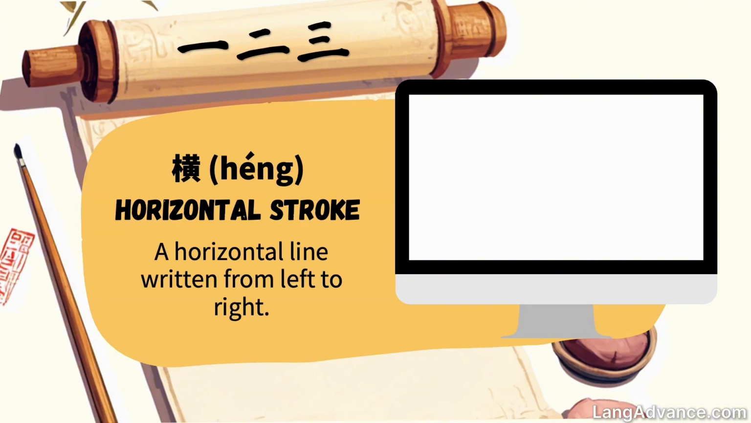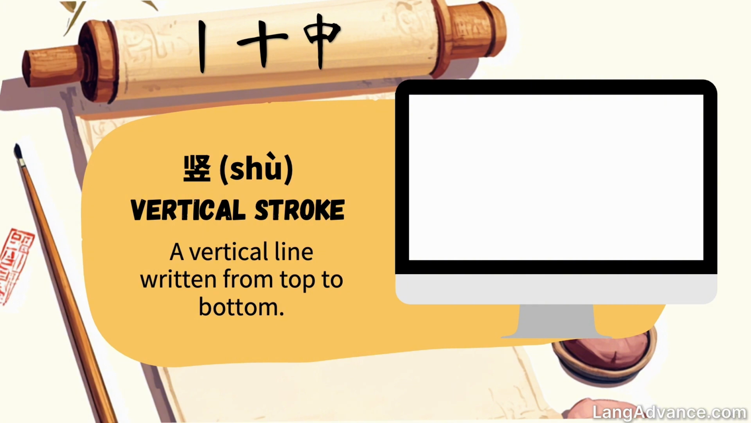Let's start with the heng, which is the horizontal stroke. Heng is a horizontal line written from left to right. Now let's try shu. Shu is the vertical stroke from top to bottom.